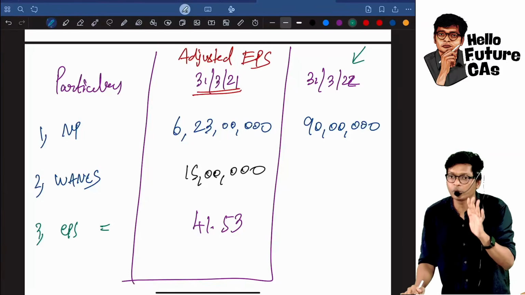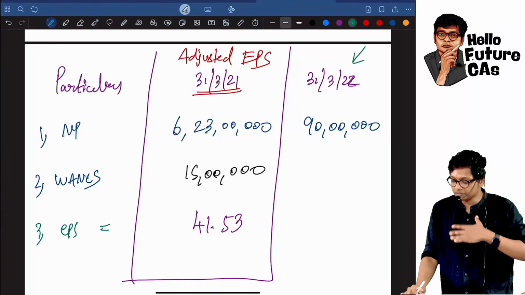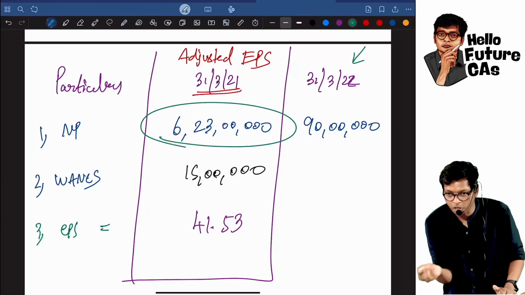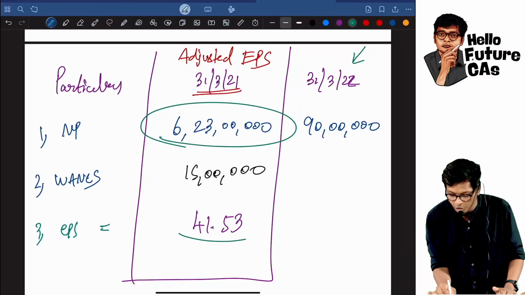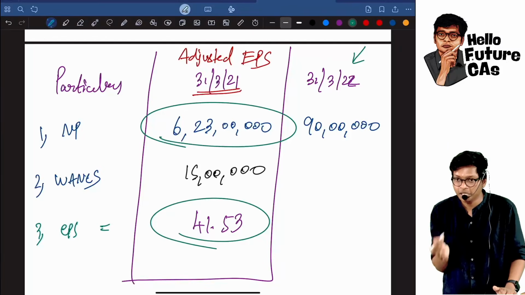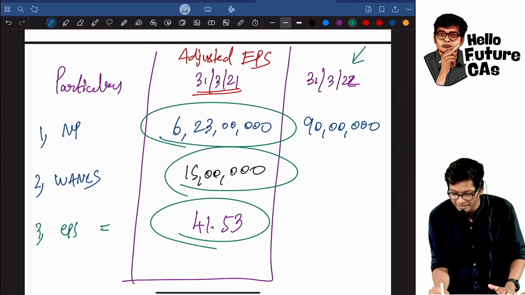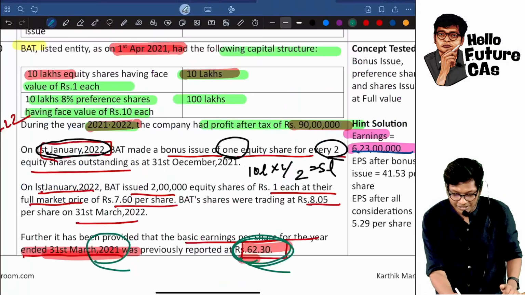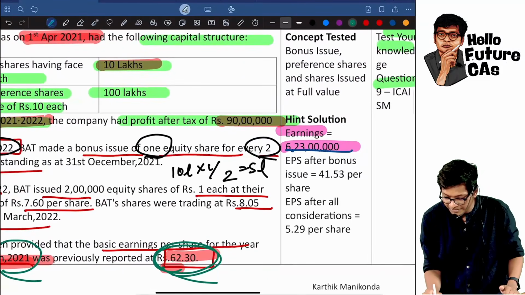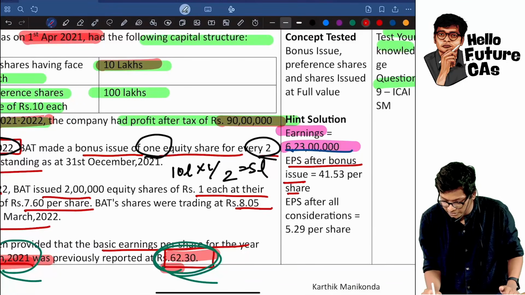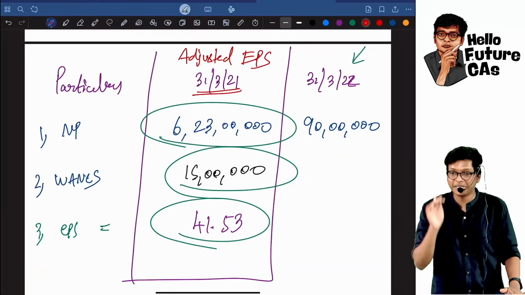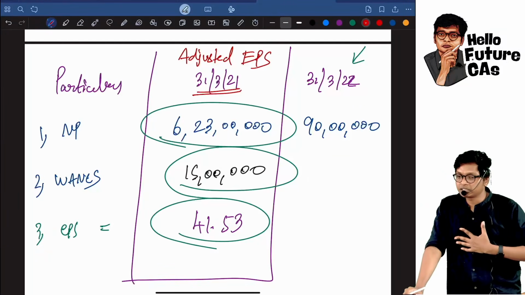Are you following, guys? How we reverse worked, found the 6. That means this also is a missing figure. Because you found the numerator missing figure, you were able to find 41.53. For this 41.53, the 15 lakhs is 10 lakhs plus 5 lakhs assumed from last year. So that is the answer I would have given here. EPS after bonus issue. Look at this, guys. EPS after bonus issue is going to be 41.53. This is for the previous year. Are you all with me, guys?